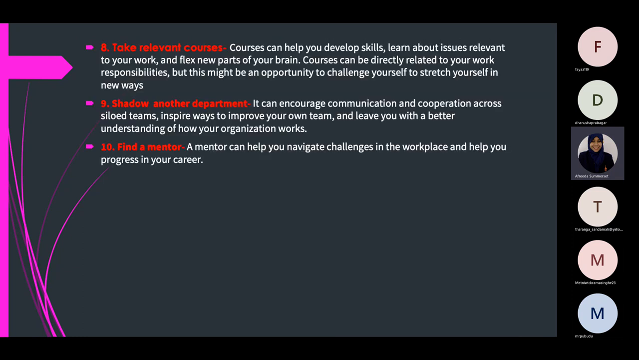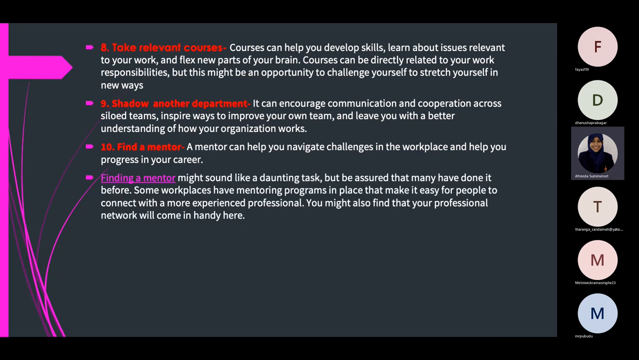Again, the same thing: taking the relevant courses, shadowing another department, finding a mentor. Yesterday we discussed a mentor. It's not really a friend, but it can be a friend who will always guide you on what you need to do. In every aspect of your life, especially when working or doing research, you need a mentor, because they have more experience and already know the challenges and issues that could come. So before a person who is new to the field faces these issues, they could be guided. For that, you need a good mentor.